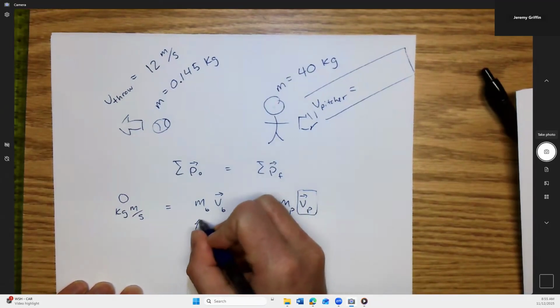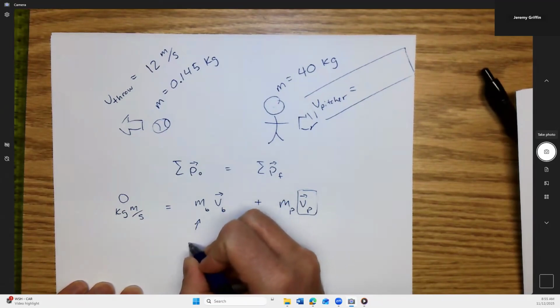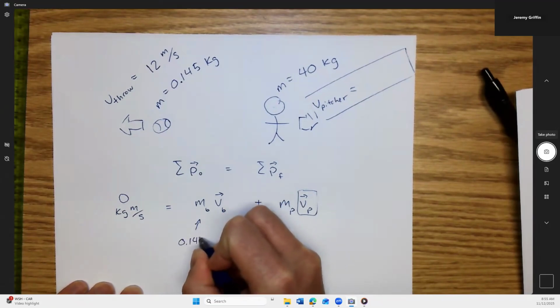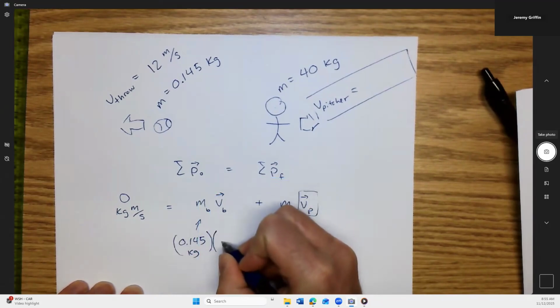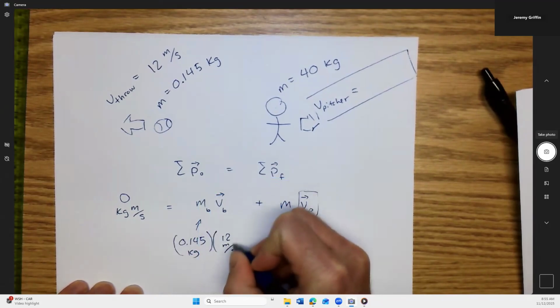So let's pop in some numbers. I got 0.145 kilograms here. You got 12 meters per second here.